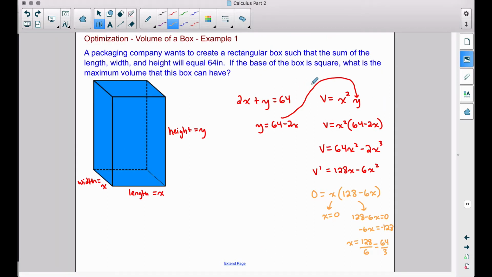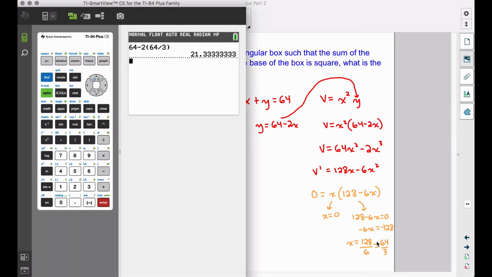Back to our question. So what is the maximum volume of this box? Recall up here we have a formula for volume that's strictly in terms of x. Remember we had the x squared, that's the length times the width. And then we had our height, which was y, but we also got it in terms of x as well. Since we know what x is, we can plug that into here. But before I do that, I want you to notice something. If we take 64 over 3, which is the value of x, so that's our length and our width, if we plug that x value into here to find our height y, notice what we get. We get 21.3 repeated. And I just mentioned that a moment ago.